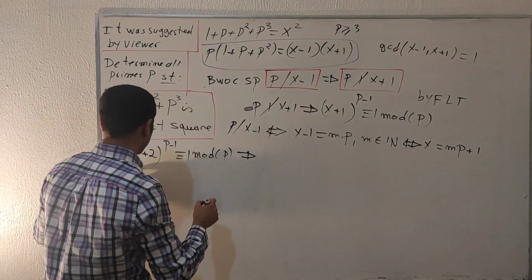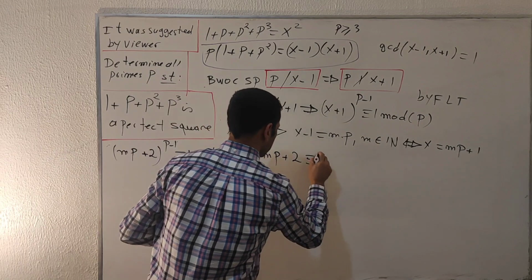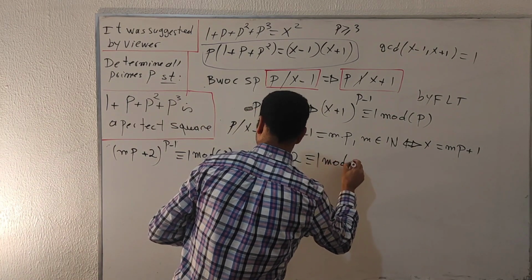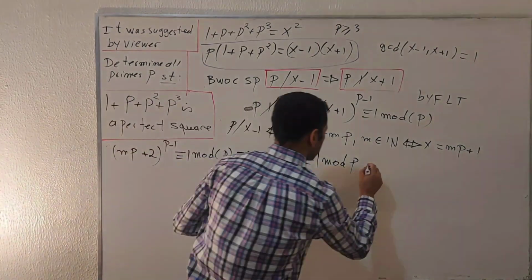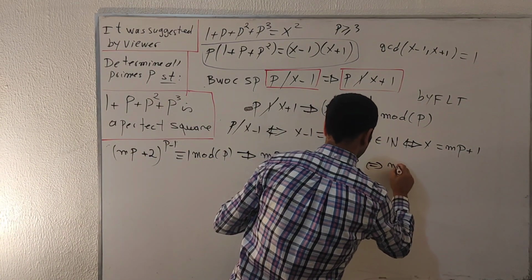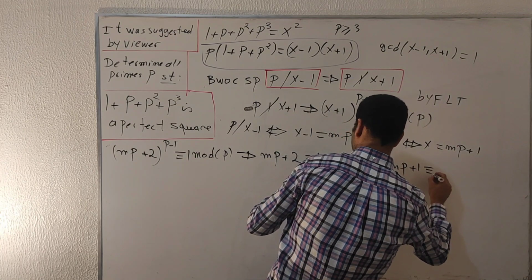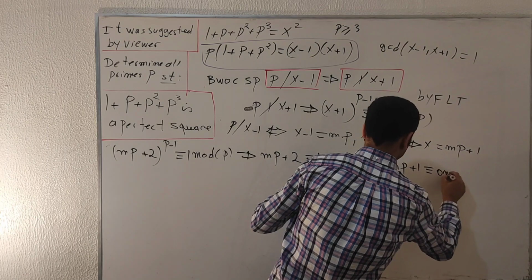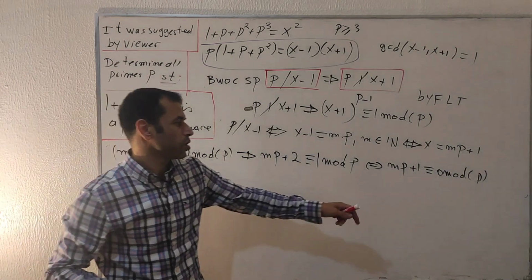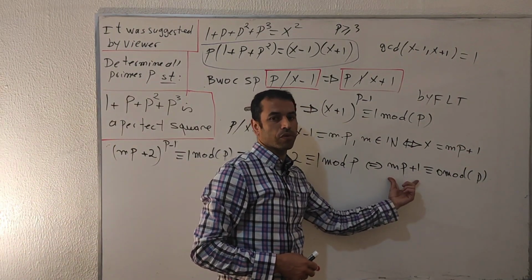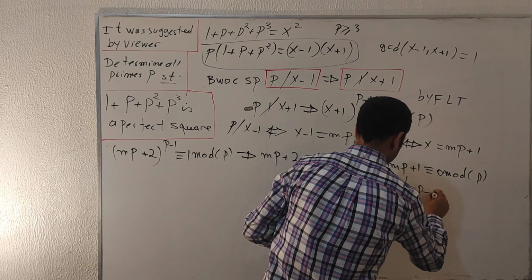So by taking the exponent of, I get mp plus 2 is congruent to 1 mod p, okay? Cancelling 1 on both sides, I get here mp plus 1 is congruent to 0 mod p. What's this one telling us? It's telling us p divides this term, okay? This one is telling us p divides mp plus 1.